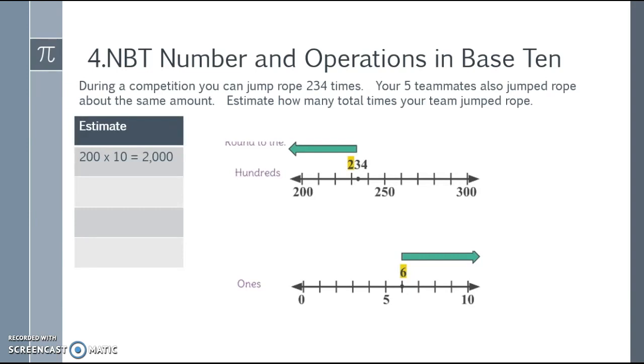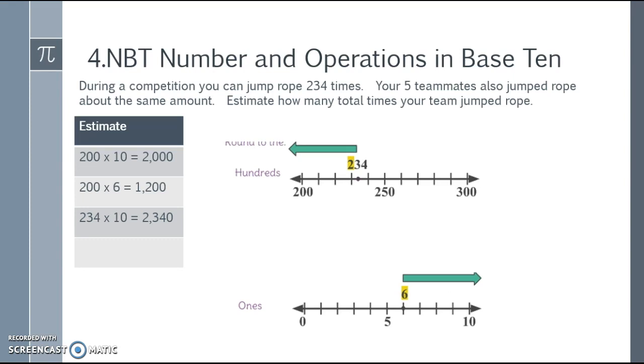So I'm going to look at 234 and I'm going to round to the nearest 100. I see that 200 is closest to 234 when rounding to the nearest 100. I'm going to take 6 and round it to 10. So I could estimate this as 200 times 10, which is 2,000. I could also take this as 200 times 6 itself, since that is easy enough to multiply, for 1,200. Similarly, I could take 234 and multiply by 10 and get 2,340.